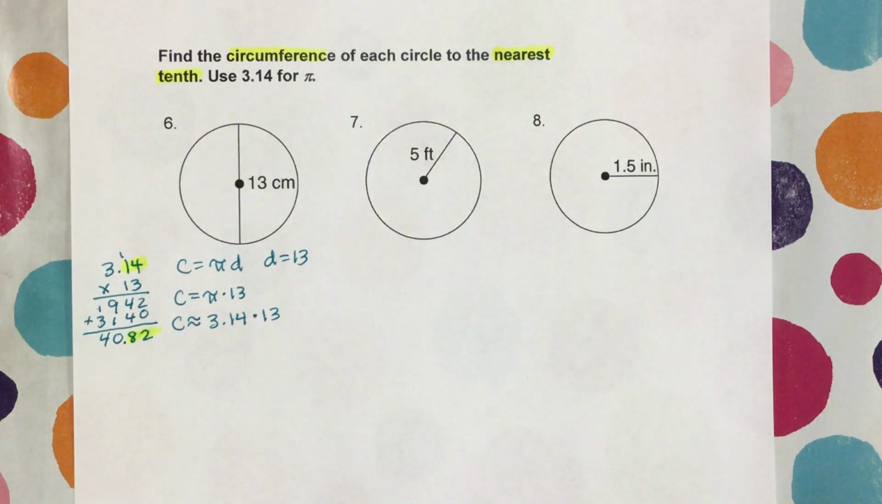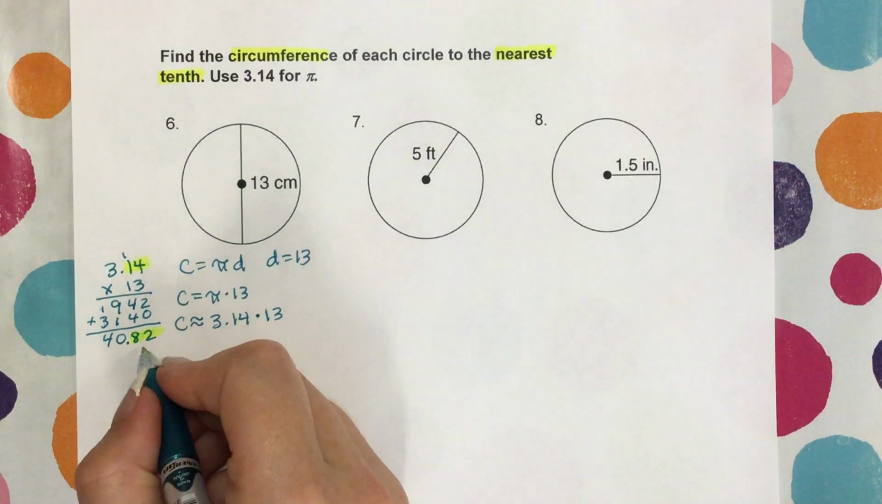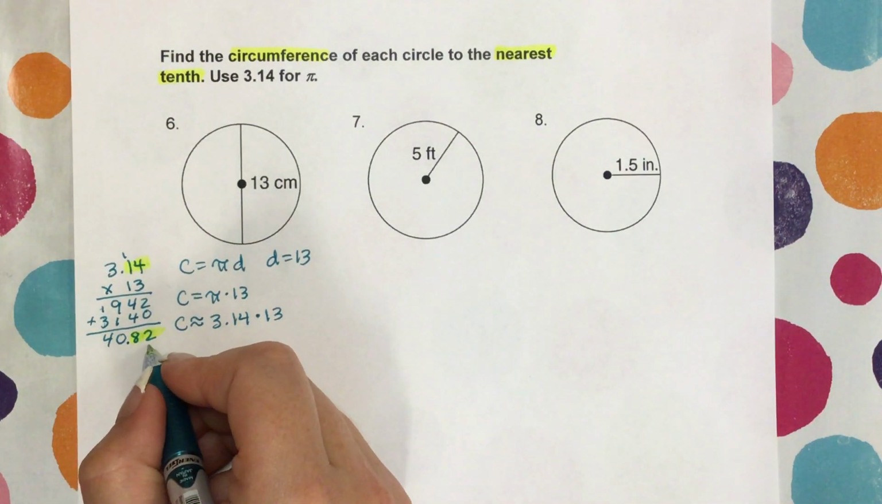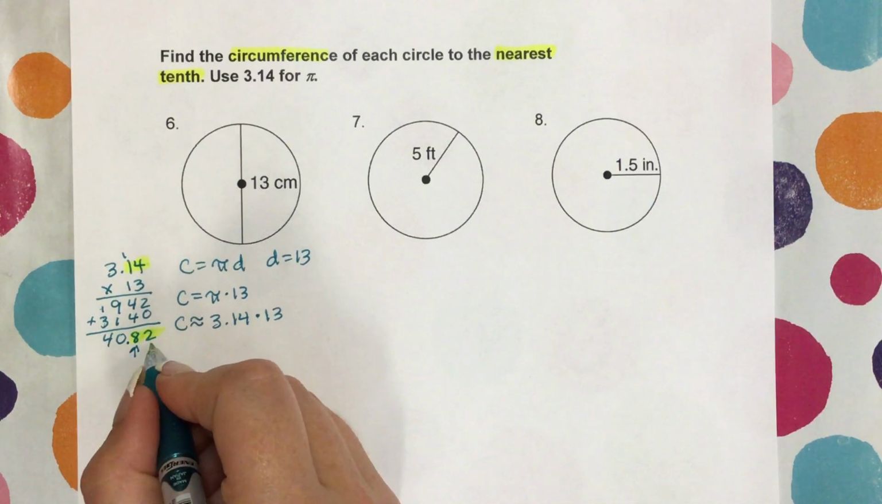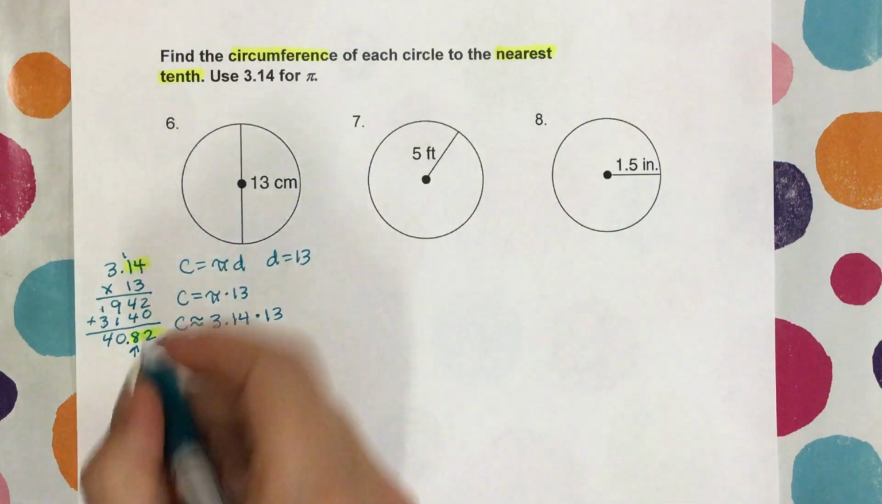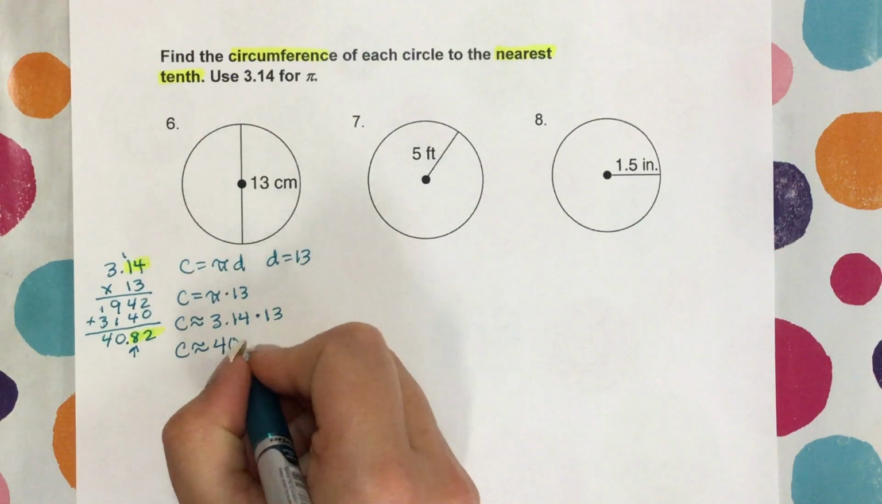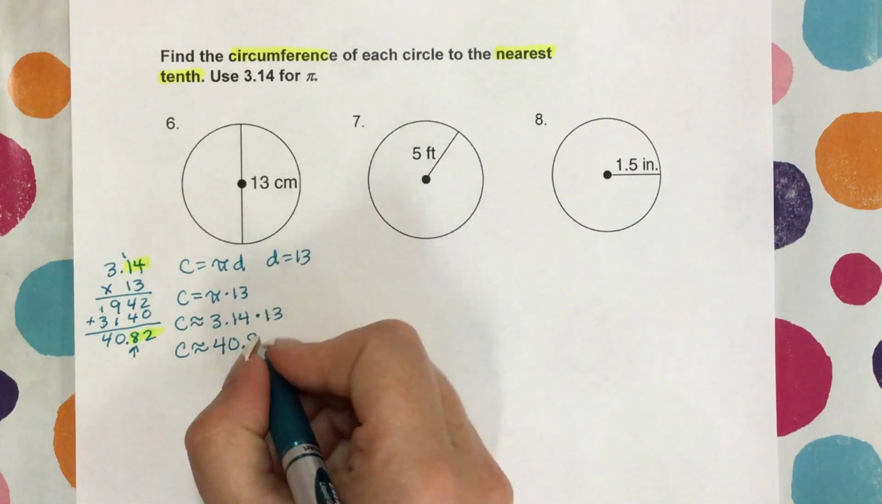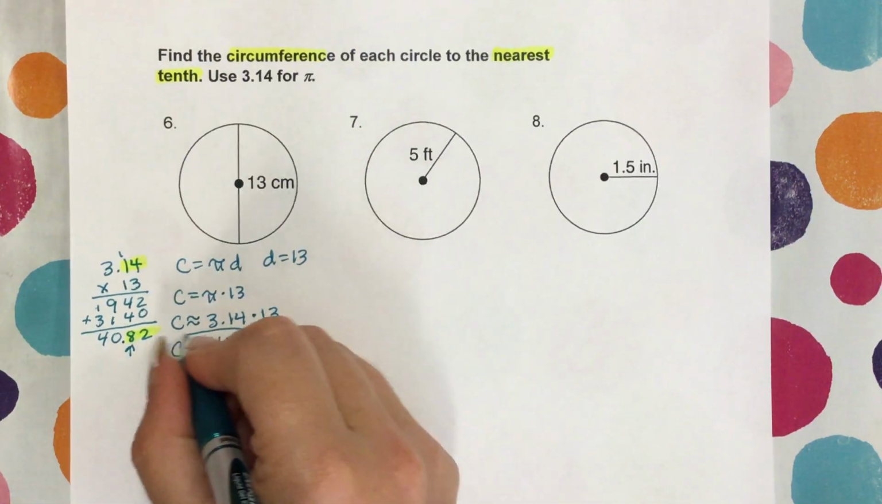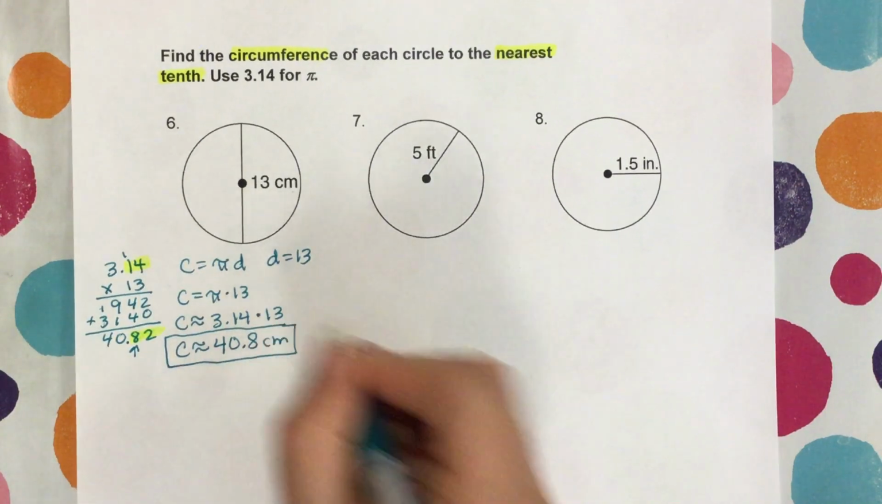So our circumference, ooh, remember we have to round this to the nearest tenth. Okay, so this is the nearest tenth. Does this 2 round this up? It has to be a 5 or above to round it up, and it is not, so it does not. So our circumference is approximately 40.8 centimeters. And that is our final answer, and so every final answer deserves a box around it.